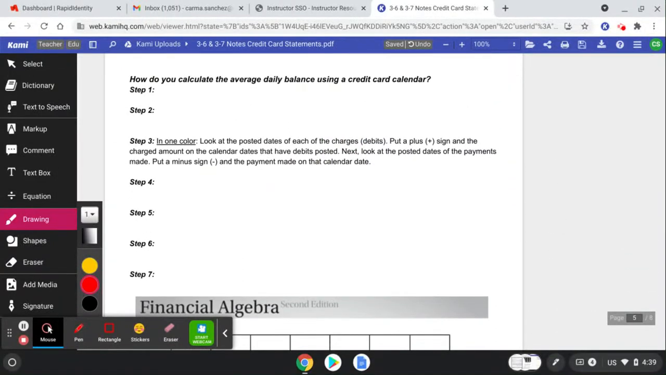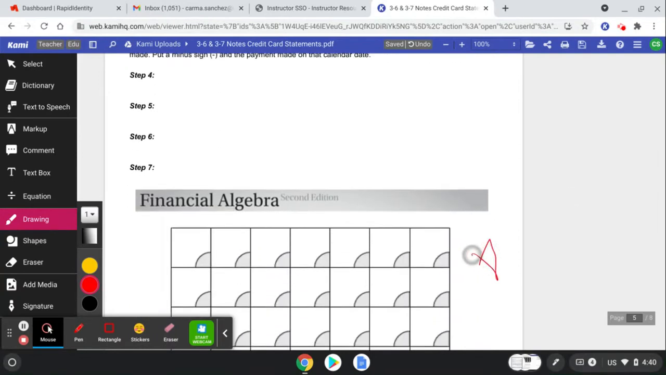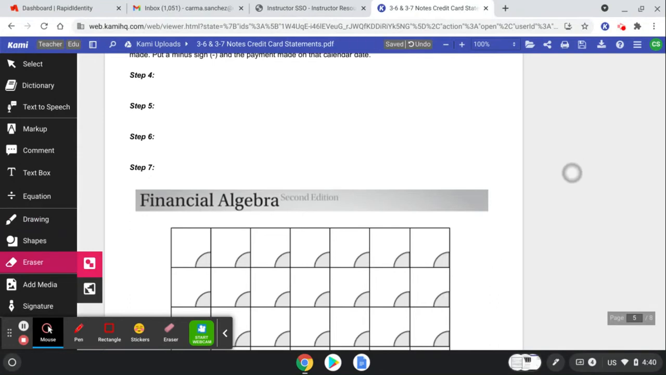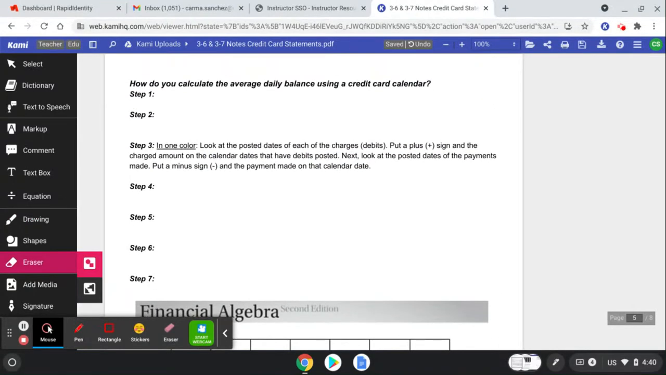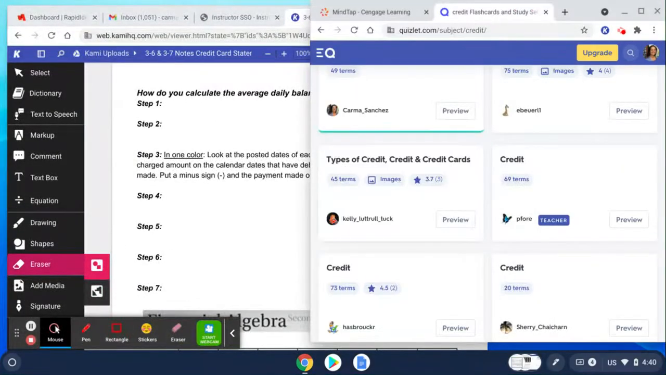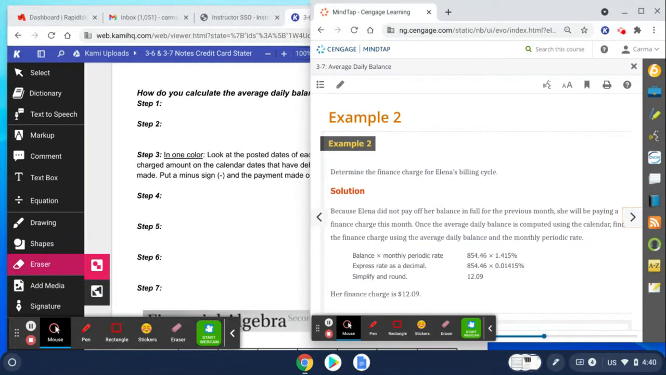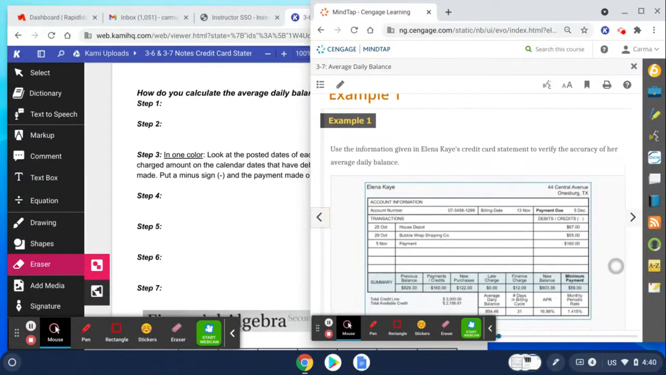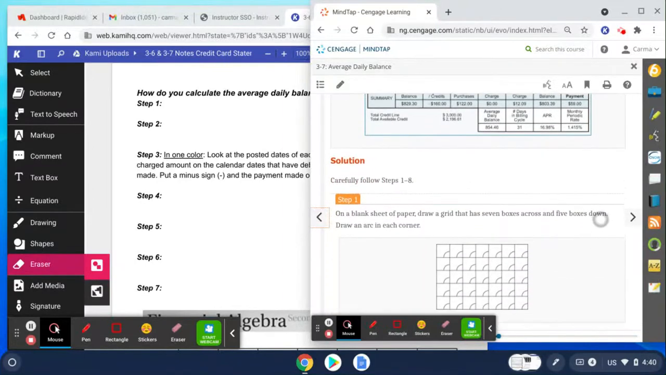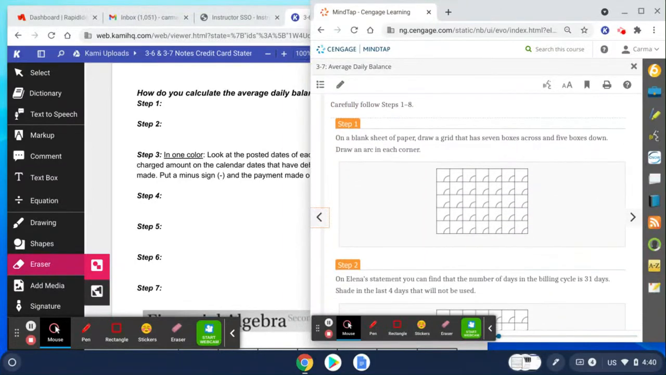All right, so we're going to write out the steps and then use this little tiny credit calendar right here in order to calculate the average daily balance. So let's look at these steps. I also attached these steps in a PDF form, which I'm referring to here from the text. Okay, so we've got this information from Elena K's credit card statement, and we're going to carefully follow these steps 1 through 8.